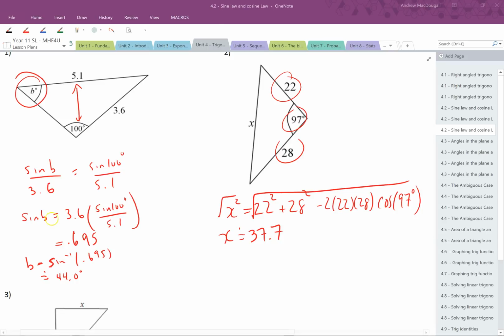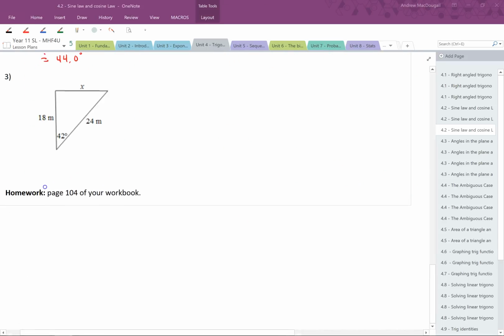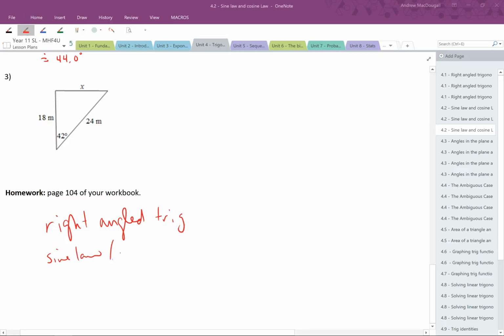So I'm going to leave you to do homework. To cover both these worksheets we just went through, you want to do the right-angled trigonometry worksheet and the sine law and cosine law worksheet.